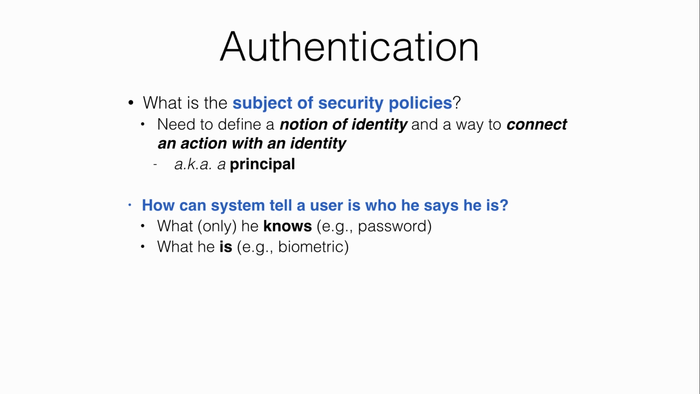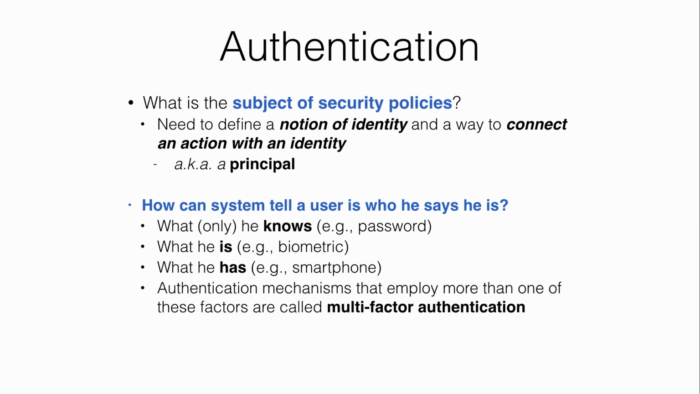Another approach is to base it on something that the user is, like a biometric. So for a human user, we might check a retinal scan or a fingerprint. Another idea is to base authentication on something the user has, like a smartphone. We might assume that a particular smartphone phone number is only in the possession of a particular user, and therefore communication via that phone will be to that user.